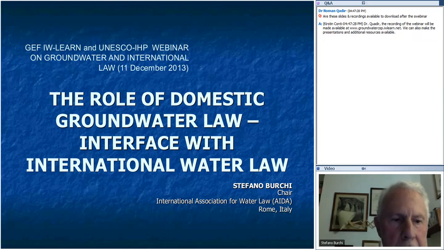What Gabriel has illustrated are essentially developments, works in progress, towards the crystallization of principles and rules of interstate behavior, so behavior among sovereign states in relation to transboundary aquifers. And he illustrated to us the principles and some of the concepts which are embodied in the instrument which is now being considered at the present session of the General Assembly, the so-called draft articles on the law of transboundary aquifers.